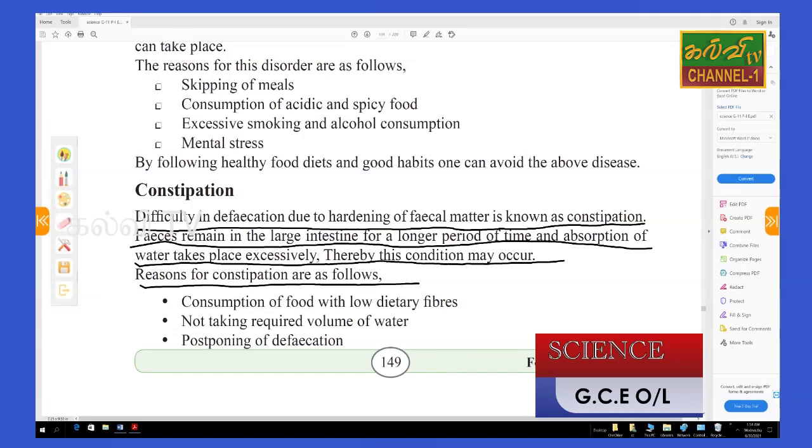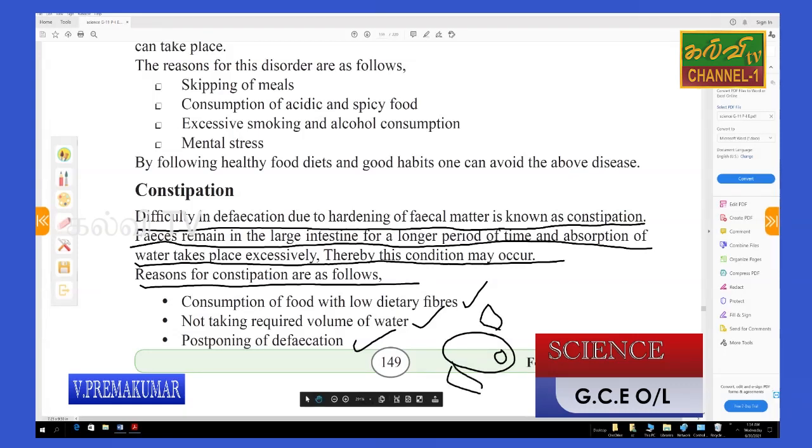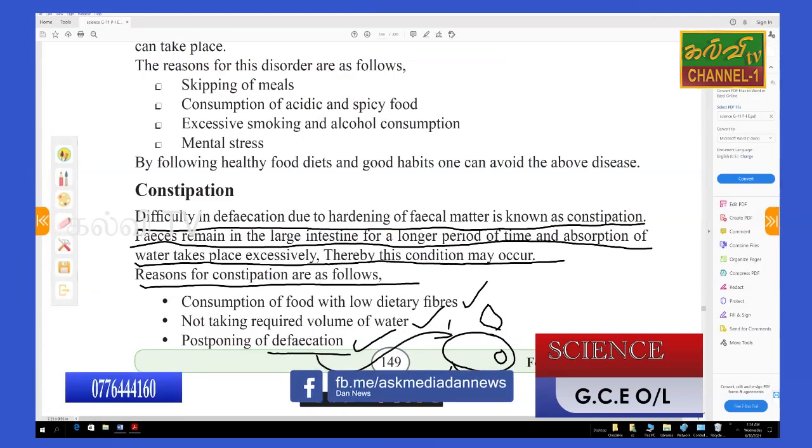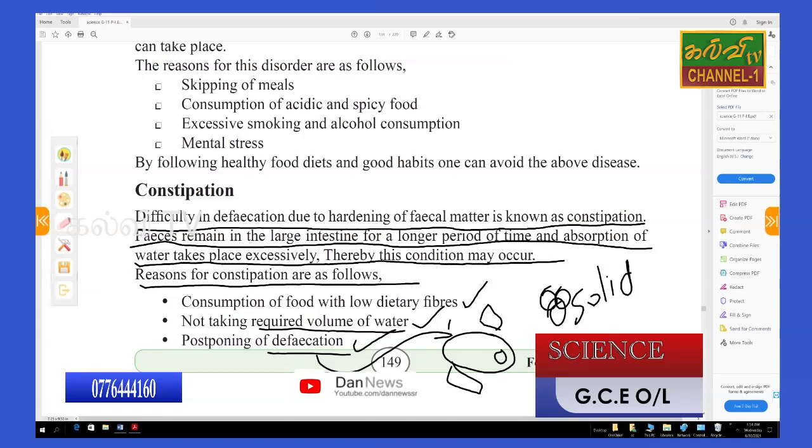Consumption of food with low dietary fiber, not taking the required volume of water, and postponing defecation. So we have to go in time to the washroom for defecation. Not taking the required volume of water also gives a solid condition. So if we don't take sufficient water, what happens? It turns solid, and that gives us constipation.